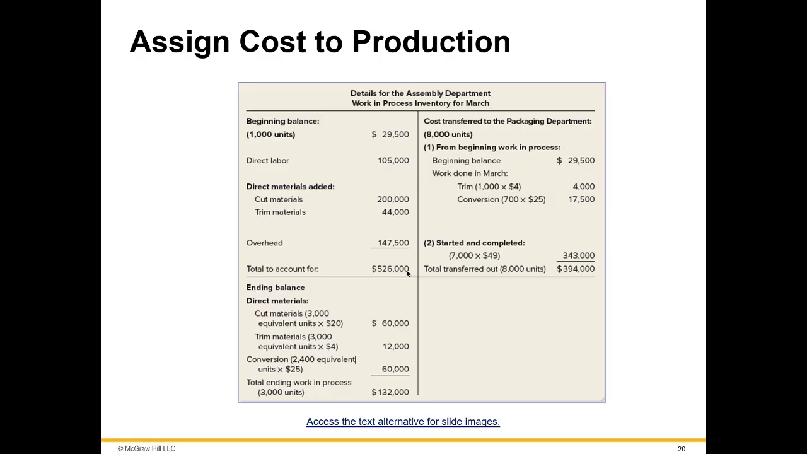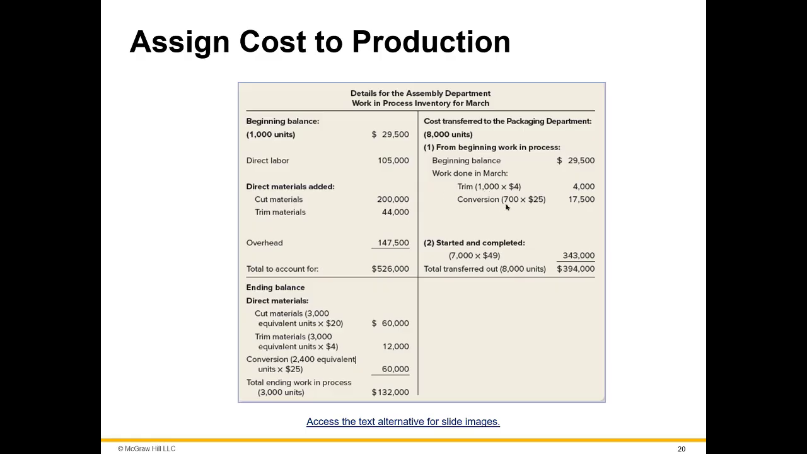Okay, so we've got to figure out where that 526 goes. If we're looking for this 526, we see that some of the costs for 8,000 units were transferred to the packaging department, and some remained in ending inventory. And you can kind of see these steps here of what's done. Some of the units were from beginning work in process. That's the 1,000 units, right?